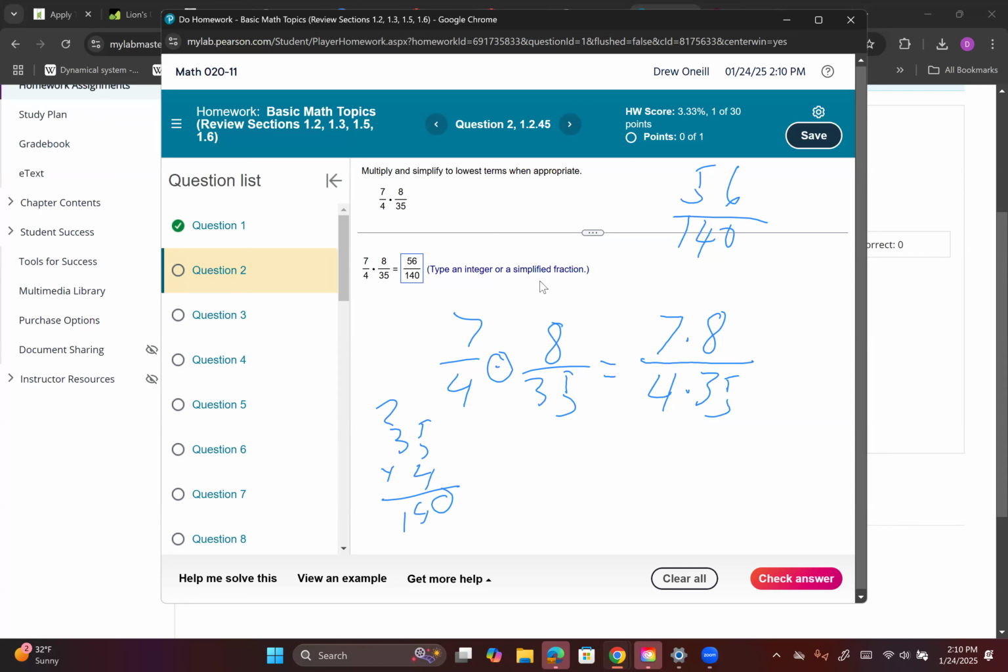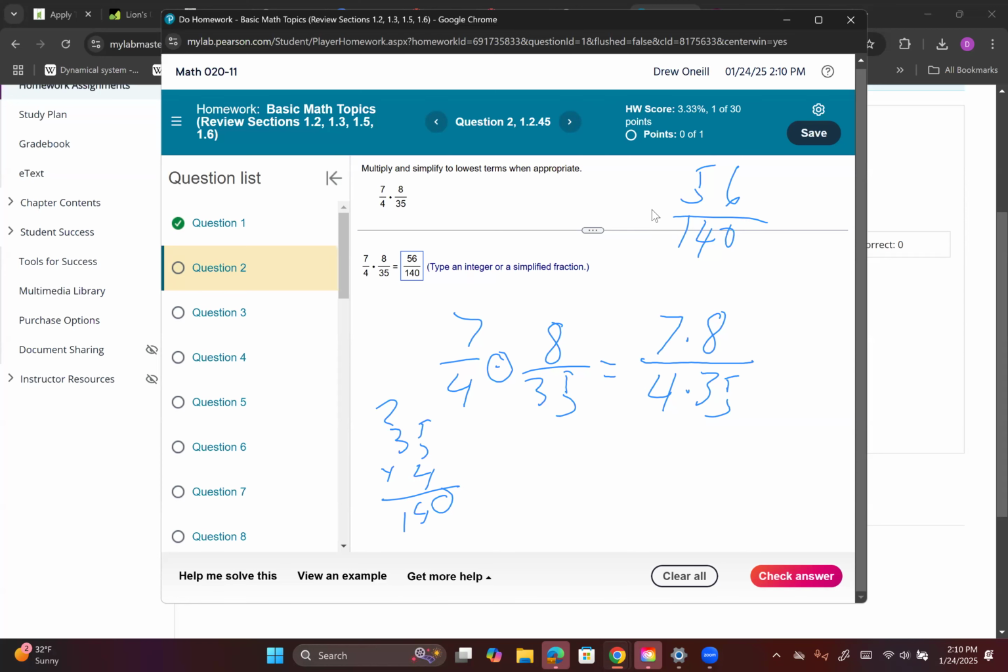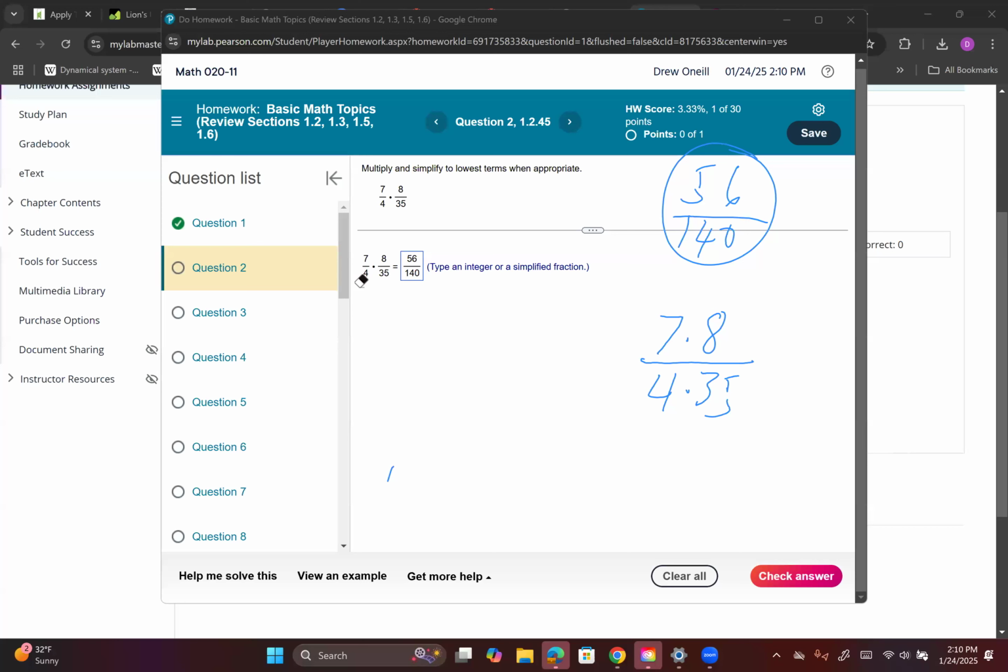So if we want to work from here where we just got, and we know we're canceling, that means we're writing things in prime factorization form. And that means we have to do a factor tree. There's quite a bit of work because these numbers are now a little bigger. If I break 56 down, it's a big number, and that means there's work. 7 times 8, well, that's what we have.